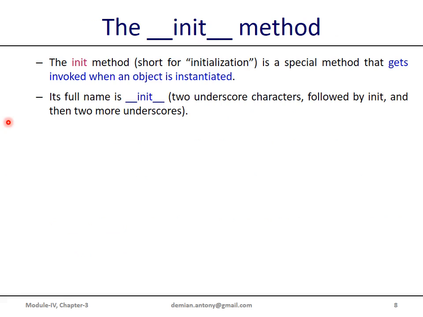Now we will take up two important methods. One is called the init method and the second is the str method. What is this init method? Init is an abbreviation of initialization. It is a special method that gets invoked when an object is instantiated. It is nothing but a constructor in C++, Java or C#. Its full name is __init__.